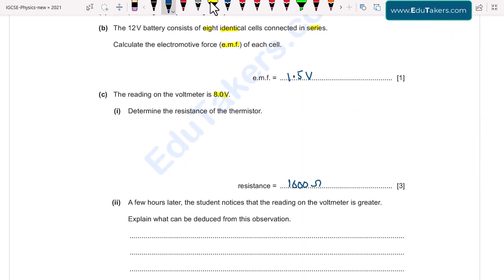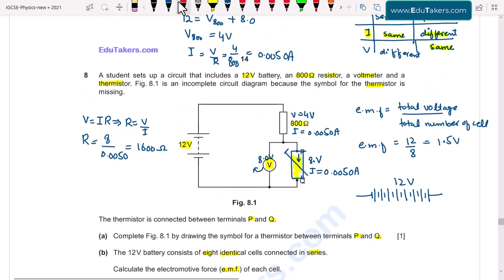1600 ohms. Part 2. A few hours later, the student noticed that the reading on the voltmeter is greater. Explain what can be deduced from this observation. So going back to the diagram. As the potential across this voltmeter and thermistor is same, if a student noticed that the voltage across the voltmeter increases, it means that its value should be greater than 8. Then what will happen? The voltage across this thermistor also increases.